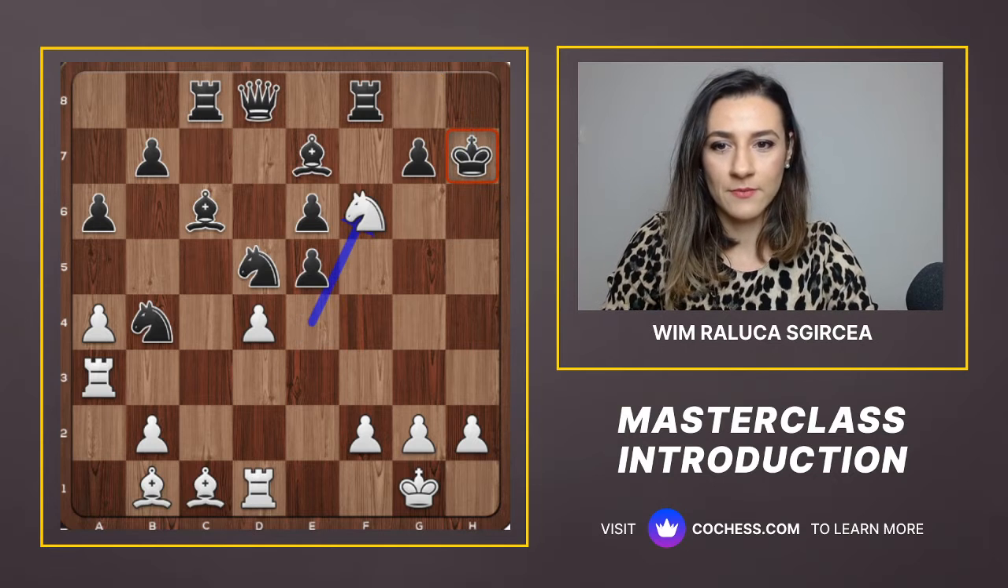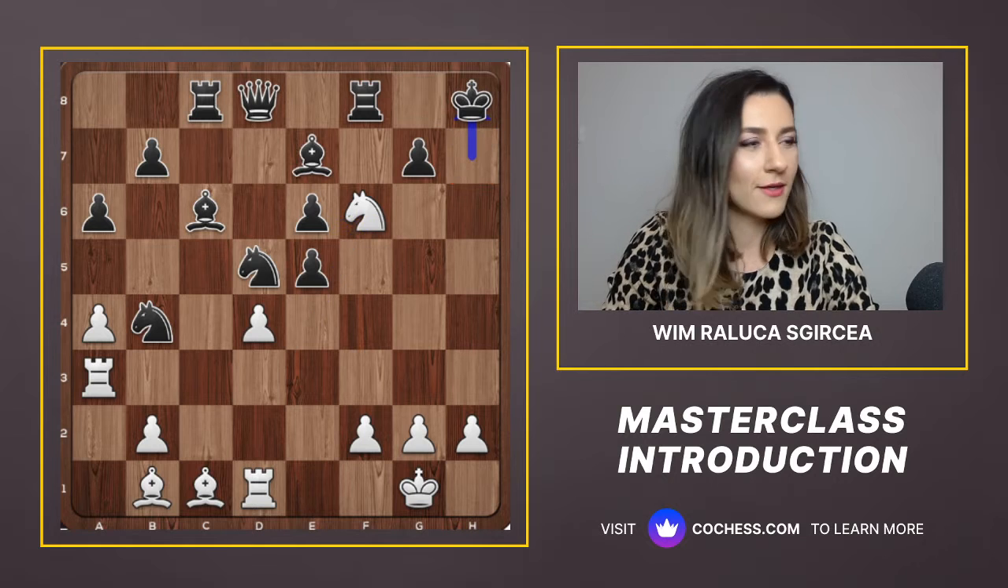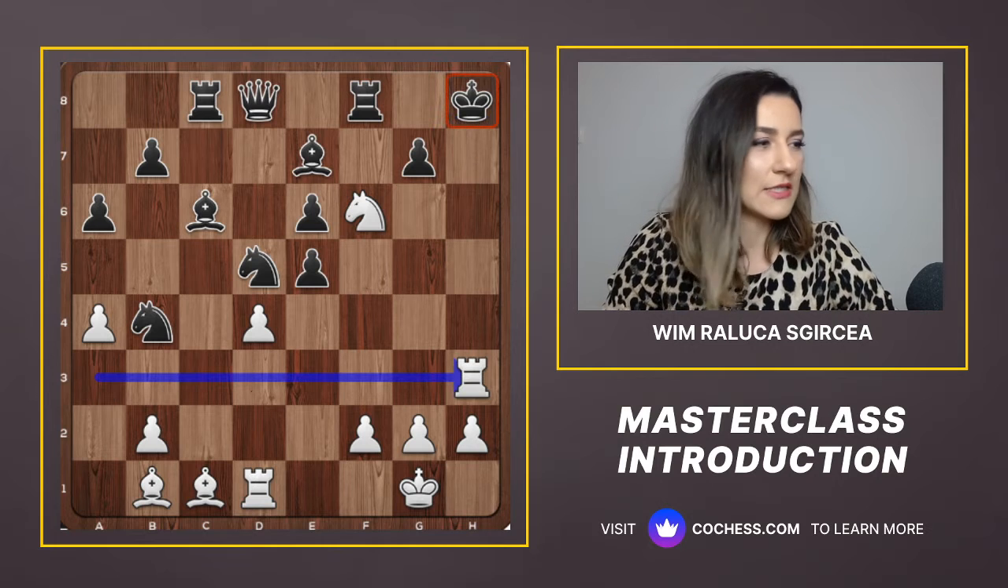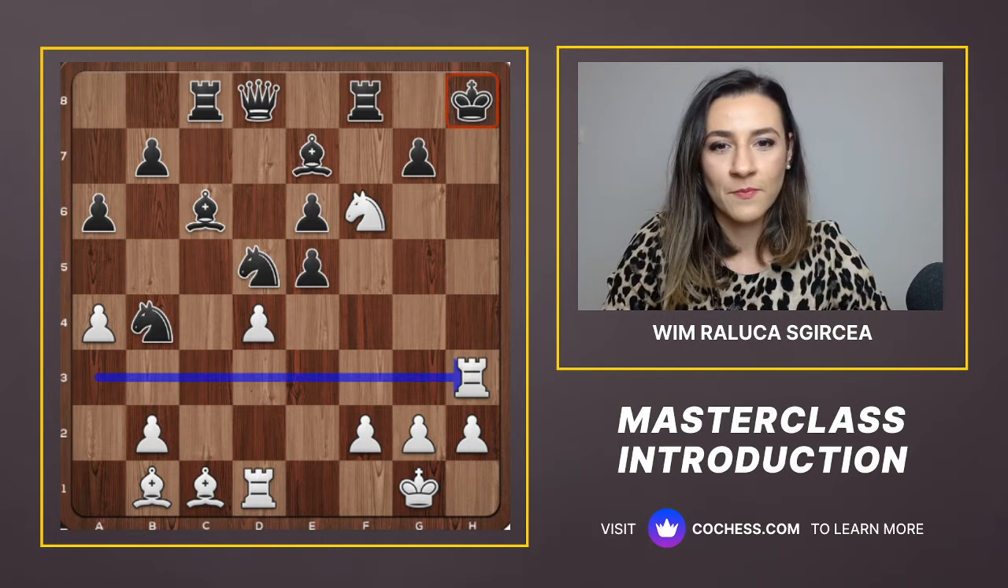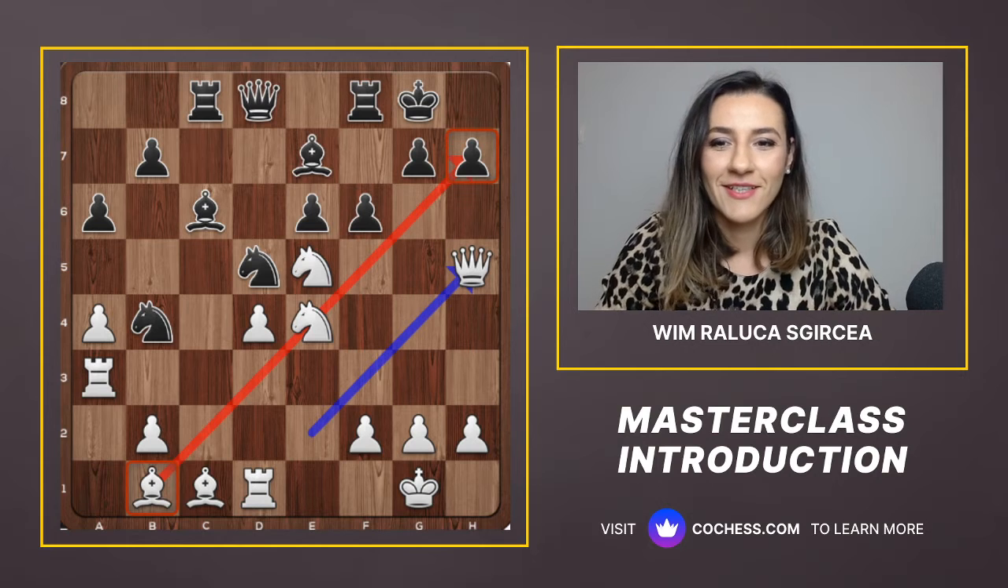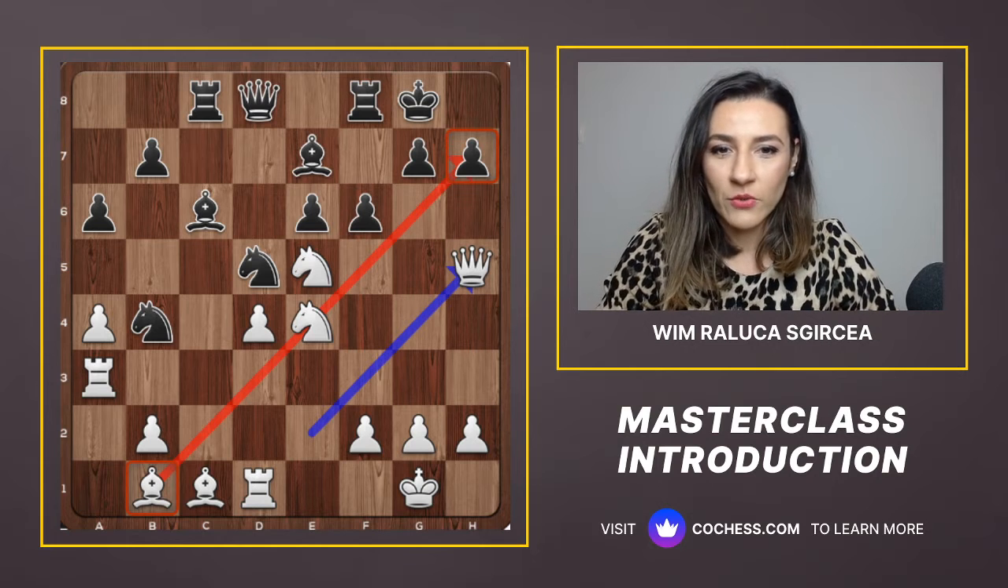And knight f6. This reminds me of a game of Lasker where he forces the king all the way to g1. But here the mate is even easier. Rook h3 and that's mate. So queen h5 doesn't even sacrifice the knight. No, it's kind of game's over after queen h5.